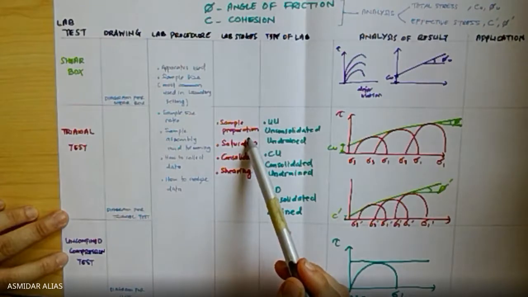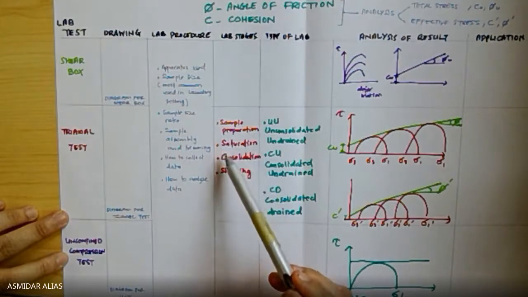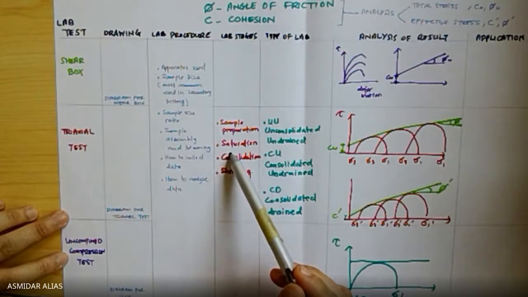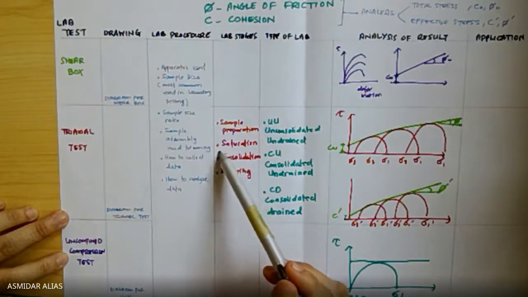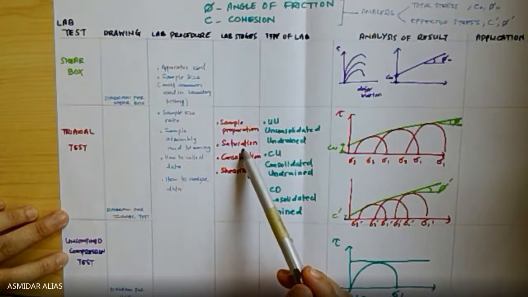It depends on your soil grain. For coarse grain soil, the sample preparation is very much different from fine grain soil. After the sample has been prepared and mounted into your cell, the perspex cylinder, what you need to do next is the saturation.